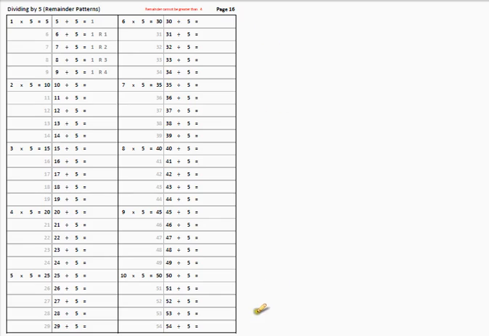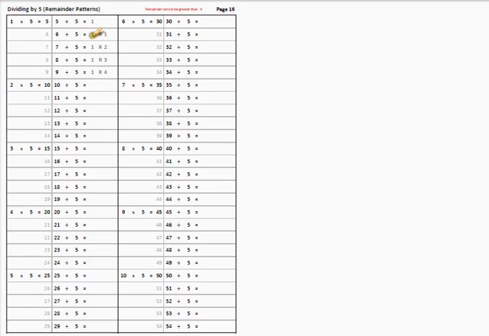Now, in this video I cannot go through every single remainder pattern sheet with you, but we are going to do division by 5 now. We know that 1 times 5 is 5, and we know that 2 times 5 is 10. But between 5 and 10 we have 6, 7, 8 and 9. In other words, what happens if we take those numbers and divide them by 5? Let's see.